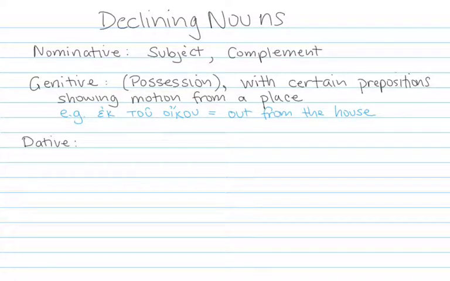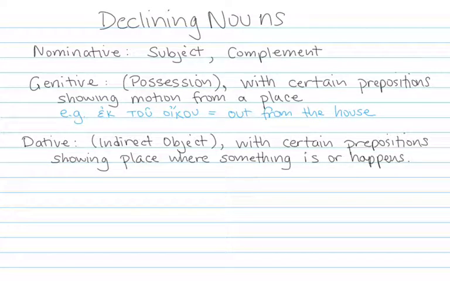In this chapter, we also learn the dative, which eventually we'll see can be used for the indirect object of the sentence. But for now, we're going to see it only with certain prepositions showing a place where something is or where something happens. So, for example, I live en tō oikō means I live in the house.